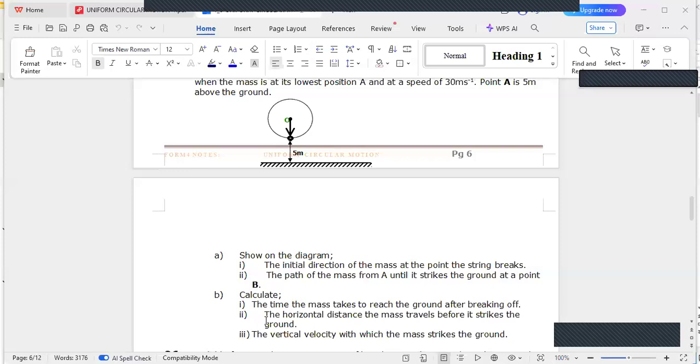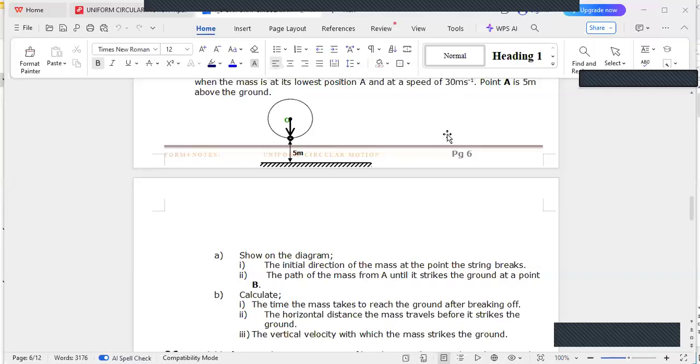Roman 2, calculate the horizontal distance the mass travels before it strikes the ground. The range, you find the range. So you say R equals ut, and our u is given as 30. I think we can see that the speed is 30. So 30 multiplied by time taken, 1 second, we get 30 meters.